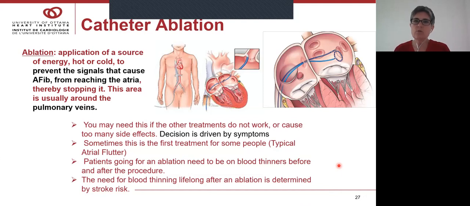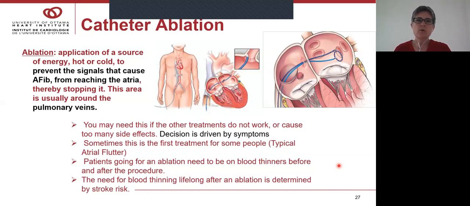If you're not on blood thinners already, usually you need them before and for a period of time after. And the goal is to give a person a period of time when they have less symptoms from their atrial fibrillation, maybe get off some of the medications. Again, it's not a cure for atrial fibrillation, but it's another way of managing symptoms. The success rate depends on whether your atrial fibrillation comes and goes on its own or whether you are in atrial fibrillation all the time, in persistent atrial fibrillation.